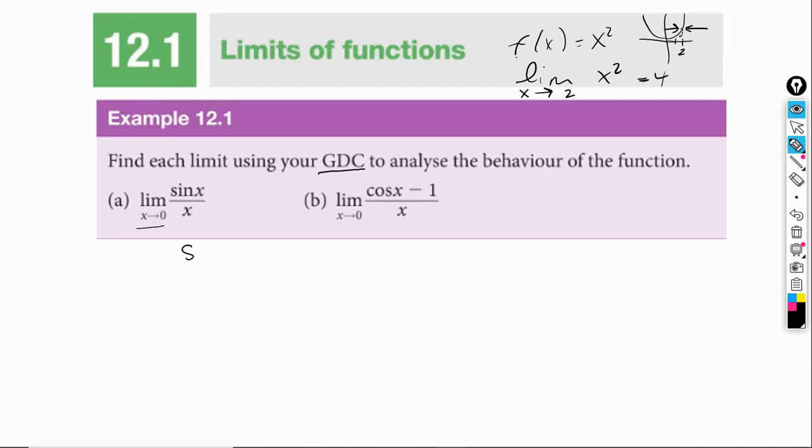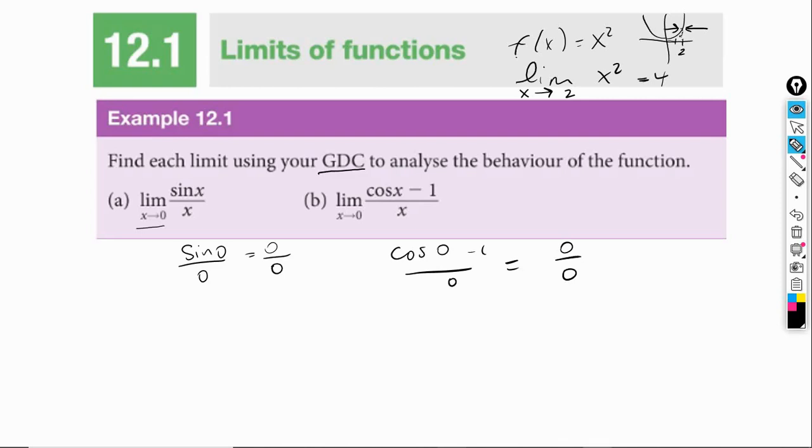So if we plug in sine of 0 over 0, this is undefined, right? We know that sine of 0 is 0, and 0 divided by 0 is undefined. So we can't really tell what the limit is just by plugging in 0. The same with B. If we plug in 0 here, we get cosine of 0 minus 1 over 0, and this also is going to give us 0 over 0, which doesn't make any sense.